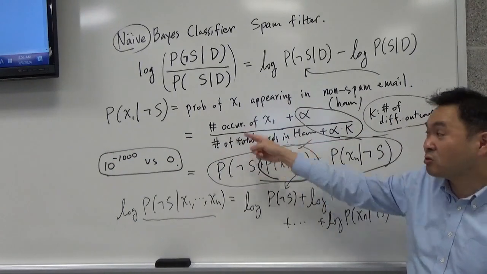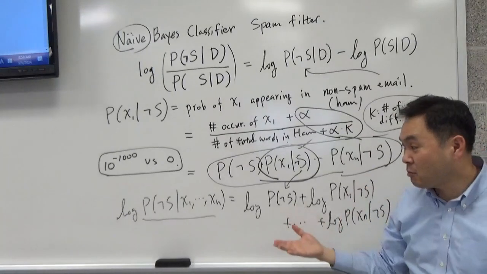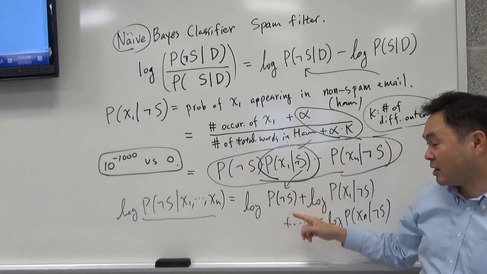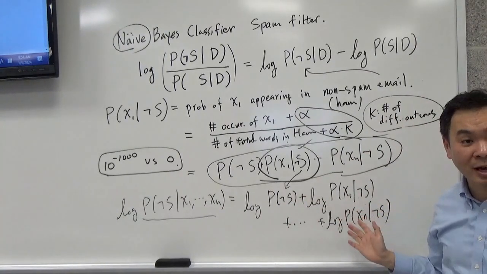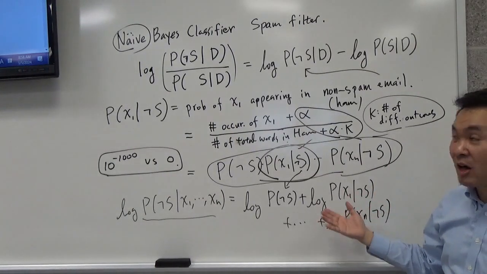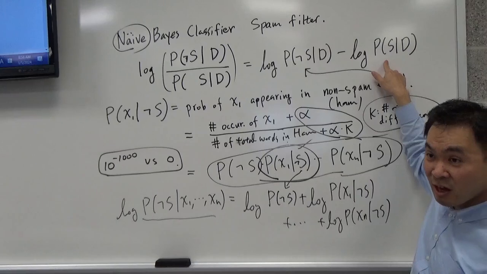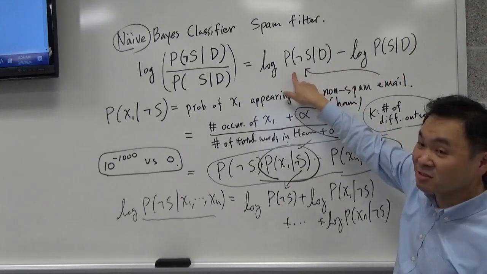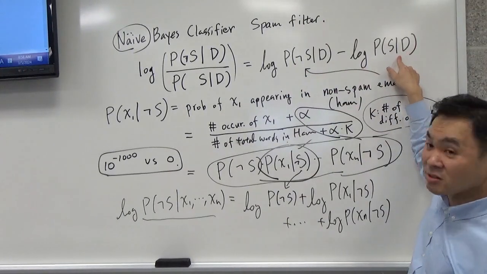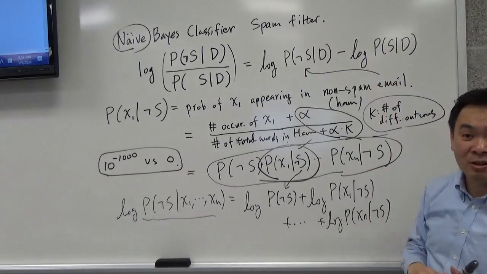And once you have that, we can make a classifier where you throw in any email with some words in there. Then we start with log p of not s and all this, and you just keep adding, and that's going to allow you to figure out what this is. And same way you can figure this out. If this is positive, that means this is bigger, so it's a ham. If this is negative, then this is bigger, so it's a spam. So that's the way we do things.